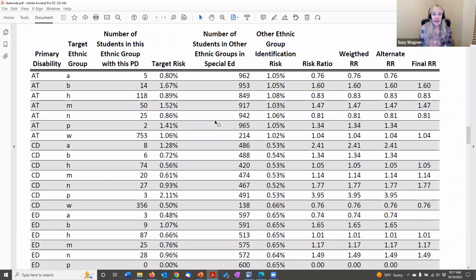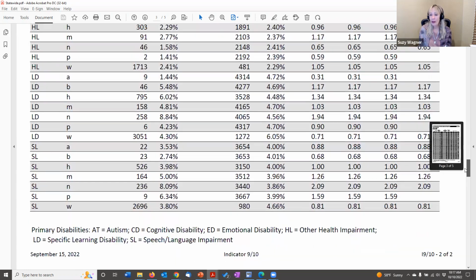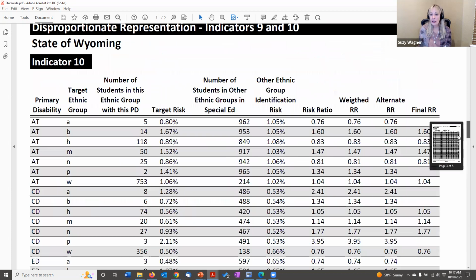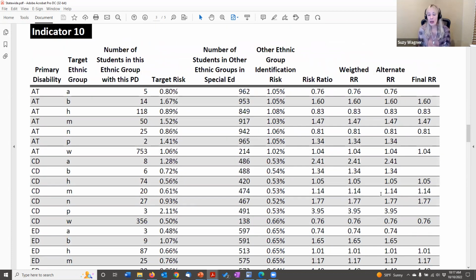Indicator 10 looks at the same thing, except here we're looking at it by disability. So we want to know, for example, what's the percentage of Native Americans identified for autism? How does that compare to non-Native Americans? And is that rate 3.0 or higher? So you can see statewide, the closest we get is this 2.09, the closest to 3.0, which is Native Americans for speech language. So statewide, it appears that things are looking good, but of course that varies by district.